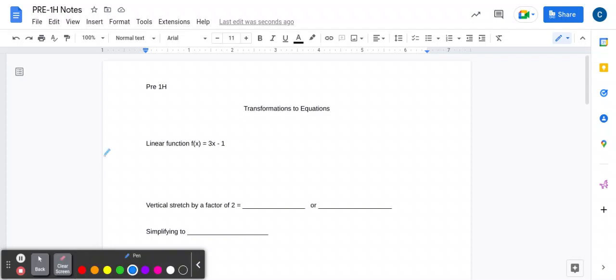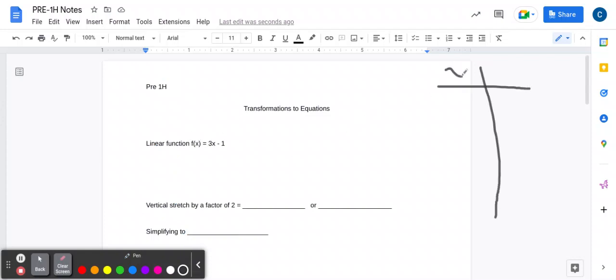Good morning. I put 1H notes up last night, but as I was thinking about this, I wanted to do a new note sheet pre 1H just to simplify this and make it look a little easier before we move on to the actual 1H. So we have this linear function f of x equals 3x minus 1.